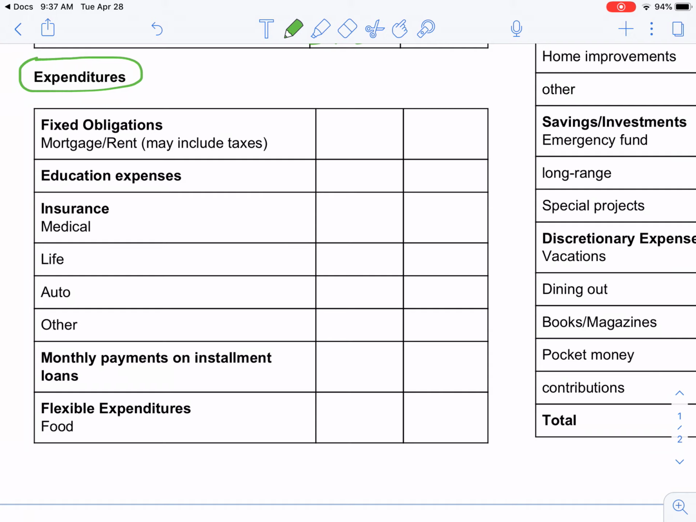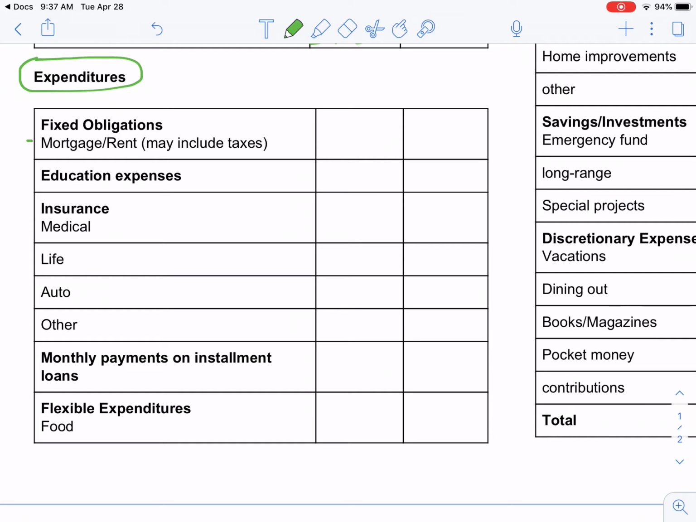If it's a year lease and you break your lease prior to 1 year, sometimes there's a fine for that. So these are fixed, meaning you have to pay them. So we're going to look at the fixed obligations right now. First we have the mortgage and rent.